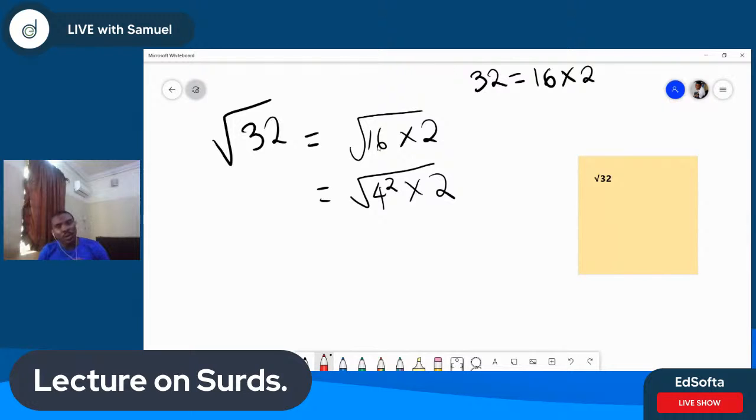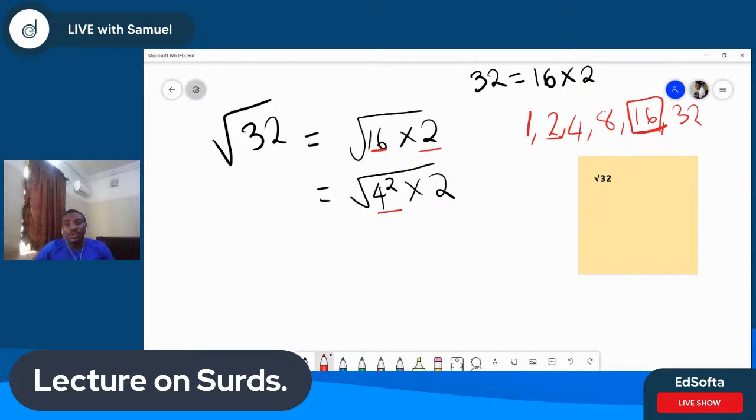From the various factors of 32 that we have, that's 1, 2, 4, 8, 16, then 32, out of these factors of 32, we know that 16 is a perfect square. So we pick 16 out. We have 16 times 2. What is the square root of 16? 4. So we have 4 squared.